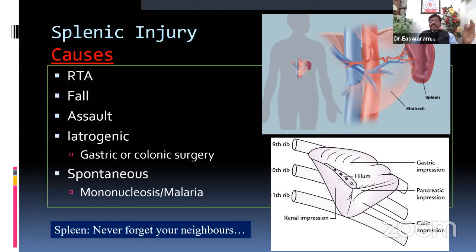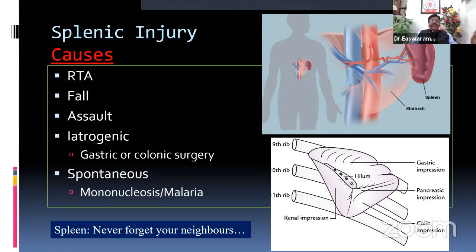The second thing is the spleen is very closely associated with the tail of the pancreas. So when we do a splenectomy, the tail of the pancreas should not be injured. That is the second important thing. The third important thing is the spleen has its blood supply, the splenic artery, which is one of the 3 vessels from the celiac plexus.